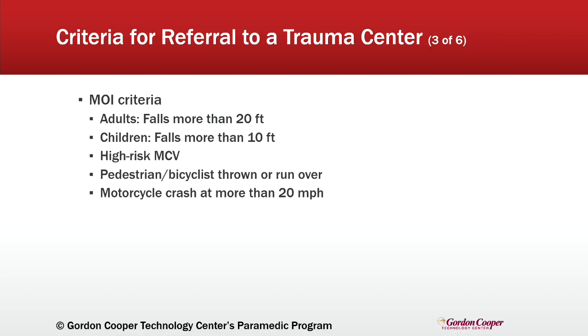The person had to endure. Other mechanism of injury criteria include a pedestrian or bicyclist being thrown, run over, or hit by a significant impact, and a motorcycle crash at more than 20 miles per hour.